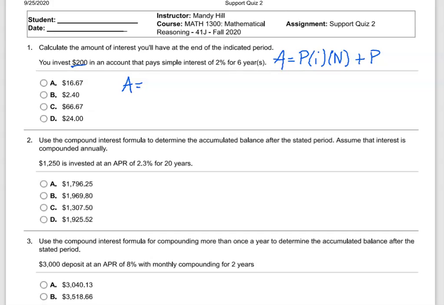So it says I invest $200, so that's my principal, times the interest. Well, it says interest is 2%, but I said please don't put a percent, so we need to figure out what is 2 divided by 100, which is going to be 0.02, because you have to put a decimal in, not a percent. And then N is the number of years. They tell us it's 6 years right here, plus our principal, which is 200.